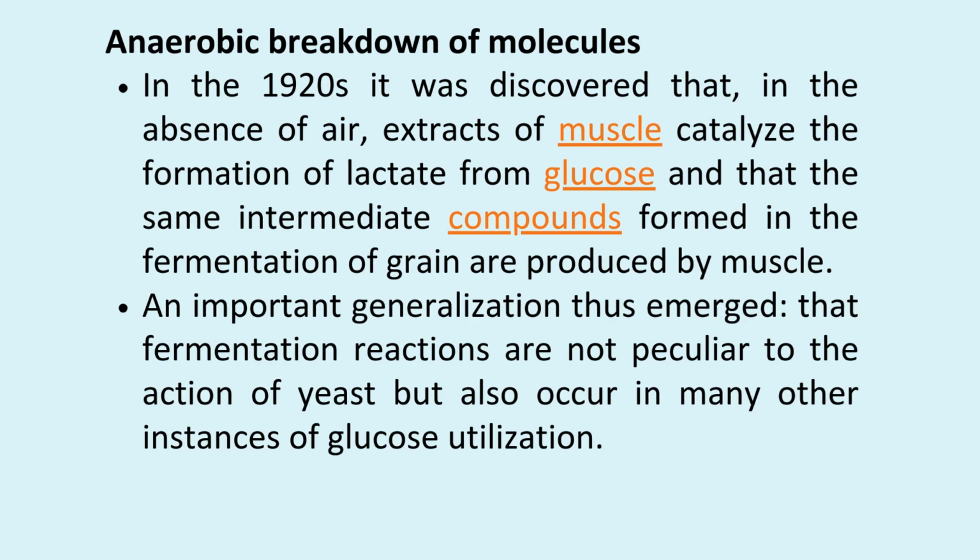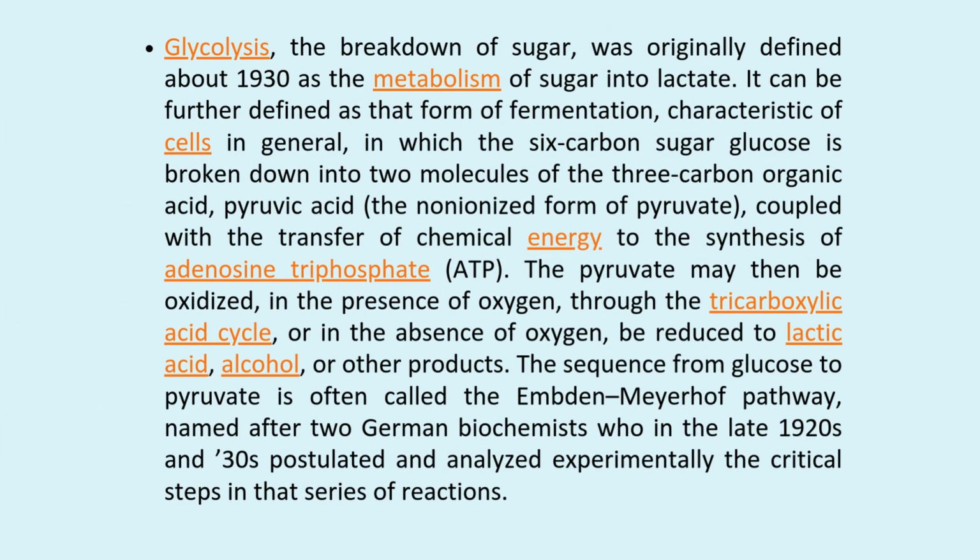This brings us to glycolysis. Defined around 1930, glycolysis is the metabolic breakdown of sugar into lactate. It's a form of fermentation where the 6-carbon glucose molecule is split into two 3-carbon pyruvic acid molecules. This process is coupled with the synthesis of ATP, adenosine triphosphate, which is the cell's energy currency. Pyruvate can then be processed with oxygen via the tricarboxylic acid cycle or without oxygen, reduced to products like lactic acid or alcohol. This pathway is called the Embden-Meyerhof pathway, named for the German biochemists who elucidated it.